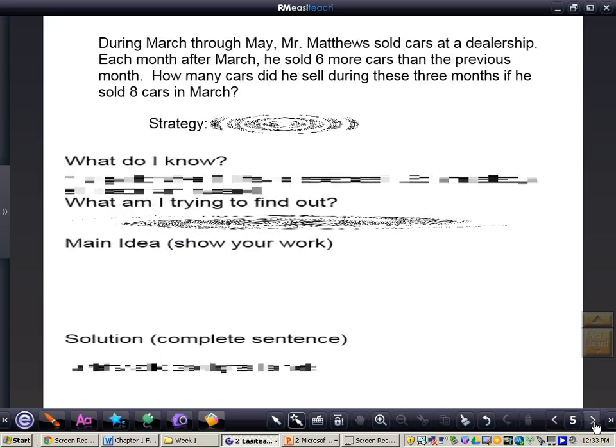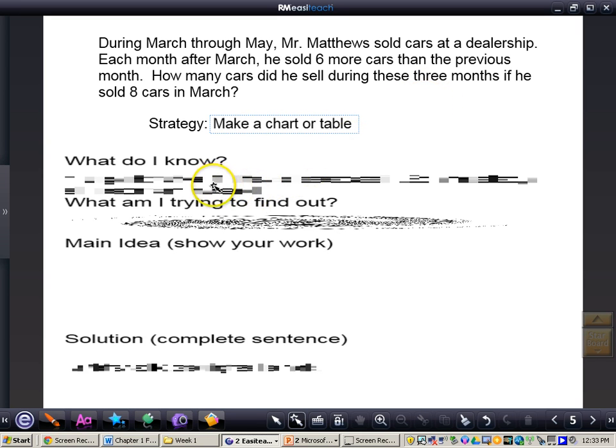Okay, the next problem reads like this. During March through May, Mr. Matthews sold cars at a dealership. Each month after March, he sold 6 more cars than the previous month. How many cars did he sell during these 3 months if he sold 8 cars in March? Okay, so this could be a little complicated. The strategy that we're going to think about, sometimes you may not come to a conclusion about the strategy until the very end, but we're going to look at make a chart or make a table.